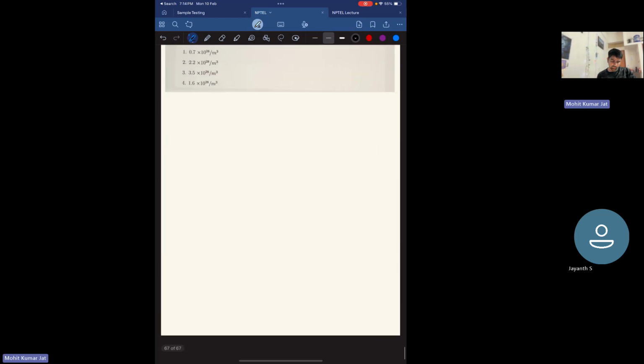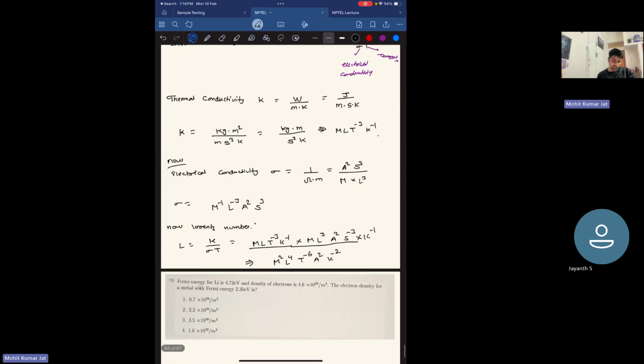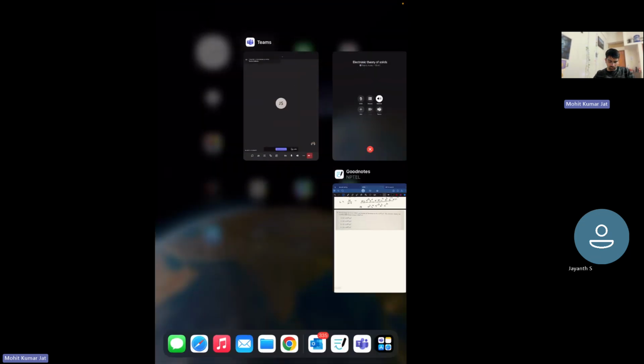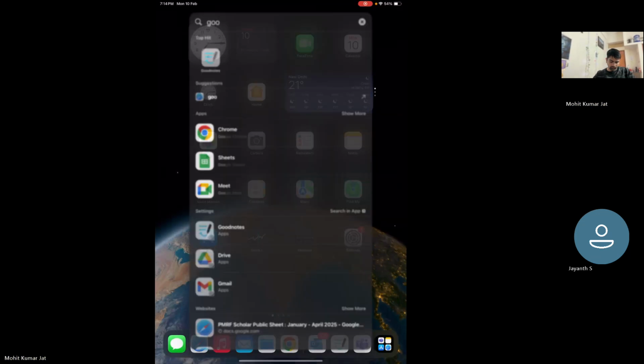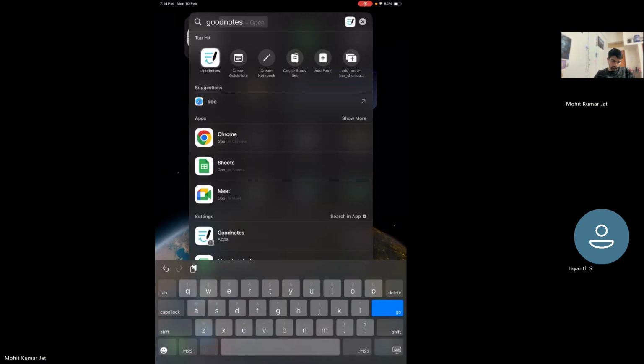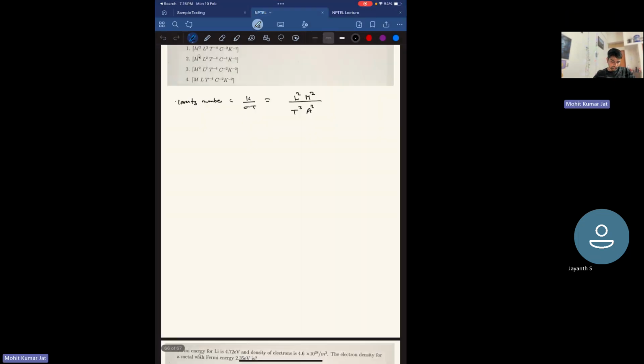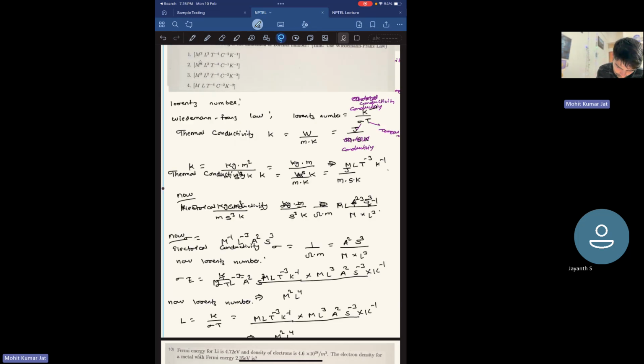Again, we are not able to add the page somehow. This is getting crashed today. I don't know. Again, it's crashing. Crashes and I lose the information. I'll fix it in the next class, but sorry for the whatever.